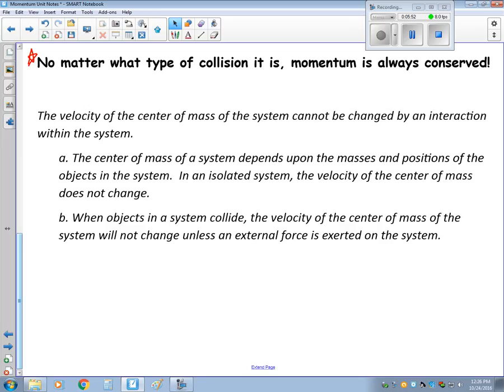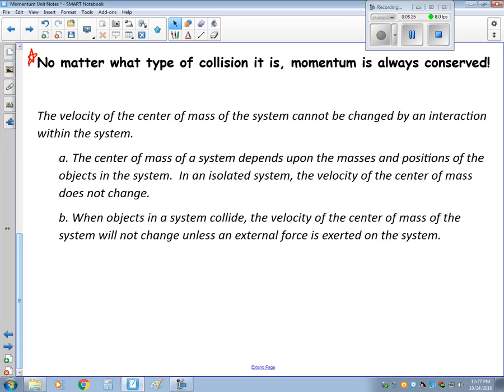So the center of mass of a system depends on the masses and positions of the objects in the system. When we have an isolated system, the velocity of the center of mass does not change. So that's very important right there. In an isolated system, the velocity of the center of mass does not change. When objects in a system collide, the velocity of the center of mass of the system will not change unless an external force is exerted on the system. So that's a very important statement right there.